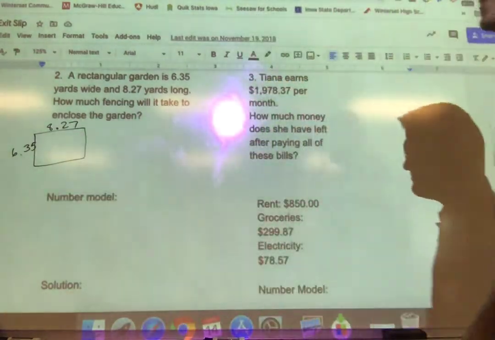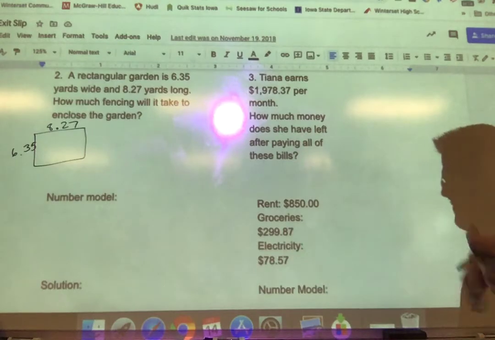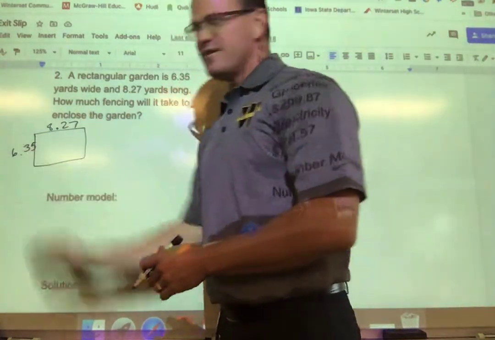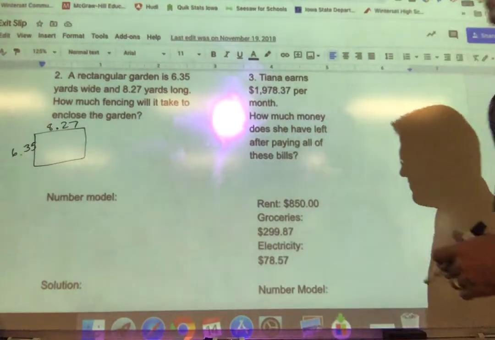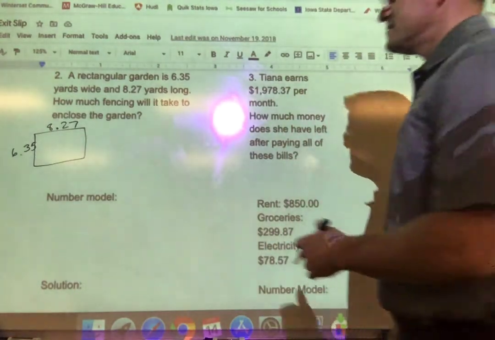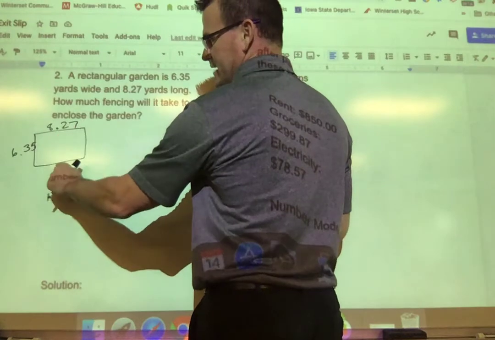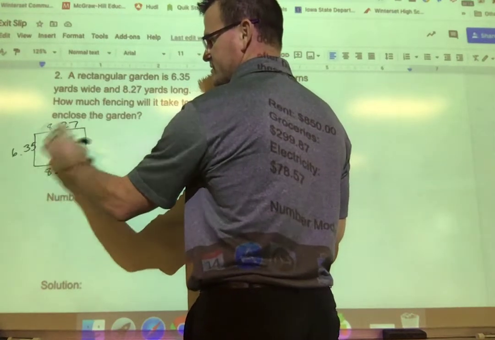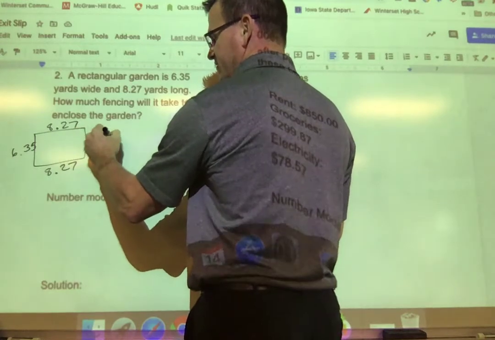So my brain tells me, guys, I could add them all up to get that. This is not an area problem. This is not trying to find how much area there is in here. I'm not taking length times width. And that's what a lot of kids do on this sometimes. I should know in a rectangle, the opposite side is congruent. It's the same, so that's also 8.27, and this would be 6.35.